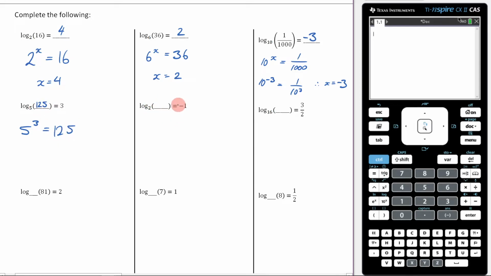All right. Give this one a go. So this is saying I've got a base of 2. I'm raising it to a power of -1. That's going to give me a half.